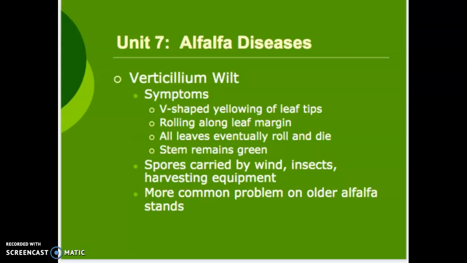Verticillium wilt is some V-shaped lesions, yellowing on the tips of the leaves, and maybe some rolling on the leaf margins. So you see all three of these diseases so far that we've talked about have very unique, different symptoms. And so you should be able to accurately diagnose if you get out and scout in your wheat fields.